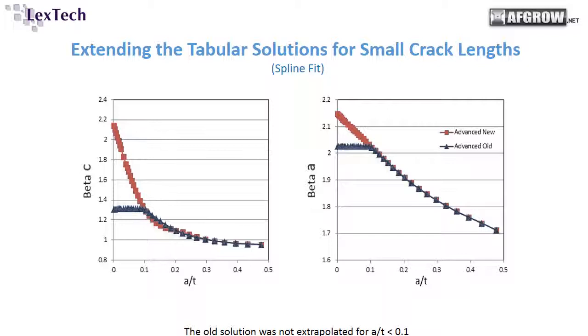Now when we extended the solution back to what we call the limit as we go to 0 A over T, you can see the old solution was limited to A over T of 0.1 and we didn't extrapolate. The new solution here is a spline fit that shows what the new solution does compared to the old solution, which allows you to go back to essentially 0 crack length.